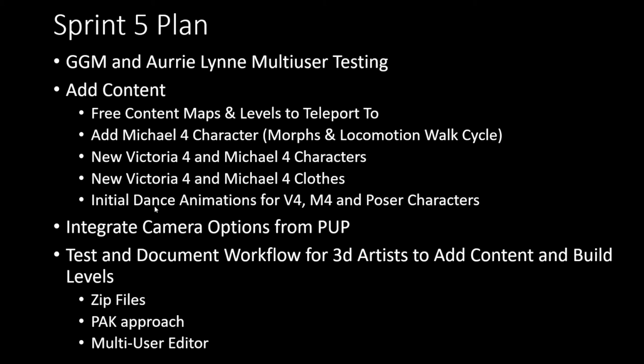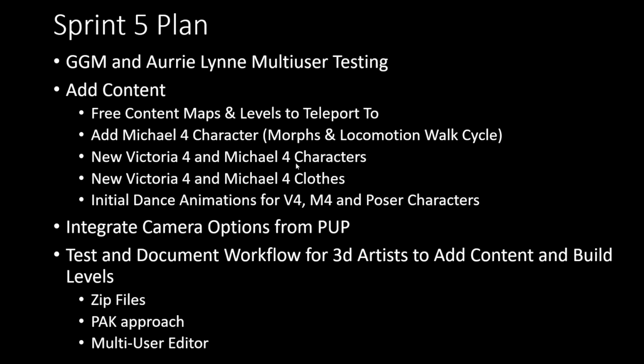We had hoped that most of our levels in the game will be user created, and hopefully a number of them by the artists associated with Music Oasis. But we're going to bring in a bunch that are free and available, and take a look at them and test them. I'm going to add the Michael 4 character, which is the equivalent of Victoria 4, and also its morphs, and build a locomotion walk cycle like I did for Victoria 4, so you can move your character around.